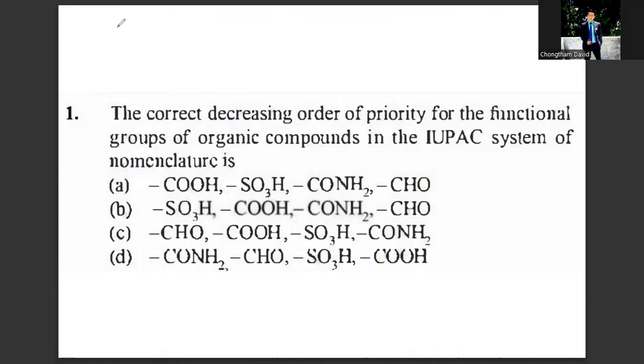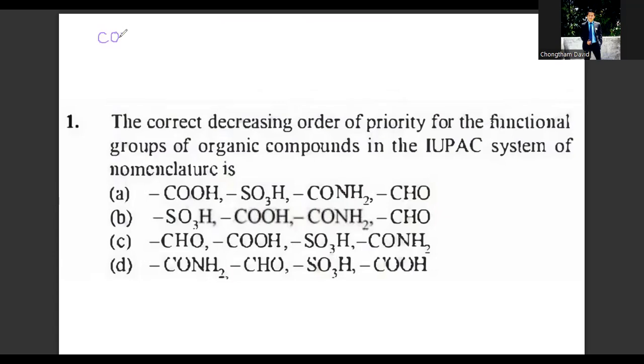So when you do the arrangement for the priority of the functional groups, according to the priority sequence, carboxylic acid comes first. The second ranking is sulfonic acid. Third will be amide, followed by the carbonyl group, aldehyde. So find the answer from the options available. You can see it's there in option A. So the answer for question 1 will be option A. I hope it's clear. Let's see question number 2.